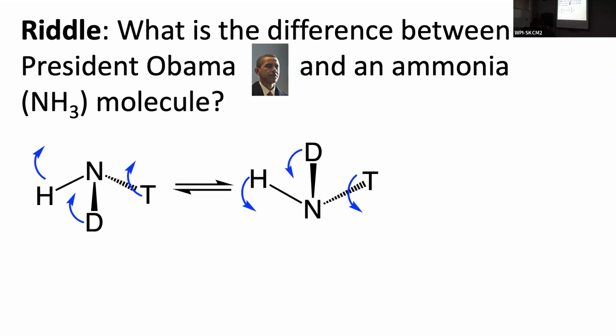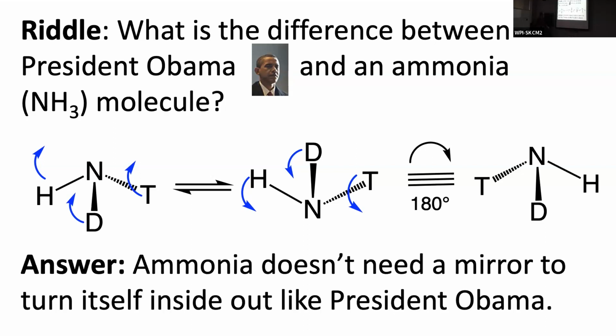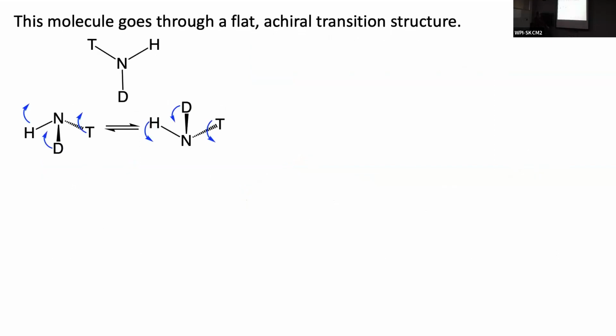So here's an ammonia molecule where we've labeled the 3 hydrogens with different isotopes of hydrogen. So this is hydrogen, deuterium, and tritium. And this is a chiral molecule. It is asymmetric. It has no symmetry, no rotational or reflection symmetry, but the hydrogen atoms can undergo a propeller-like inversion and pop out on the other side. And then we can turn the molecule over by 180 degrees, and we can see that this molecule is the non-superimposable mirror reflection of this molecule. That's the thing that Obama couldn't do by pushing his face through his head and making it come out the other side. So ammonia doesn't need a mirror to invert itself like President Obama.